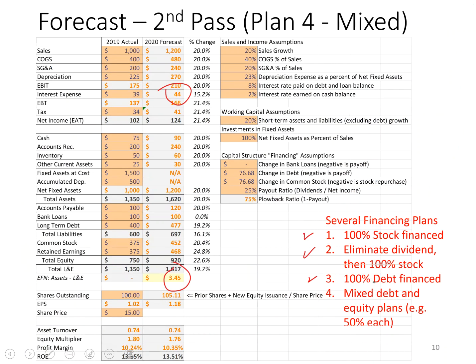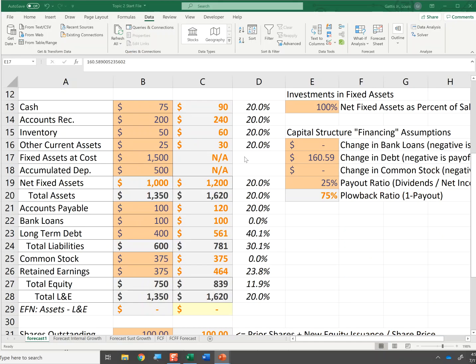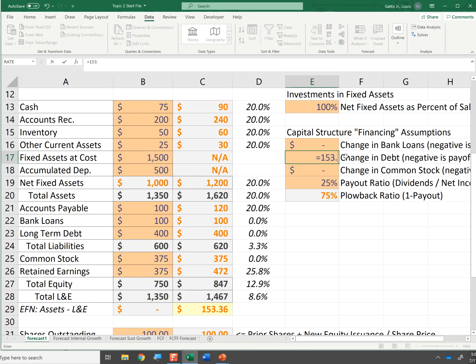Let's talk about a mixed plan. What if we used 50% debt and 50% equity? Okay, so let's go back and try that. I'm going to change this back to 0. So I'm going to change these two, the debt and the common stock. And I need 153, so I'm going to say 153.36 times 0.5 and put that there. So I'm going to issue $76 of debt and equity.